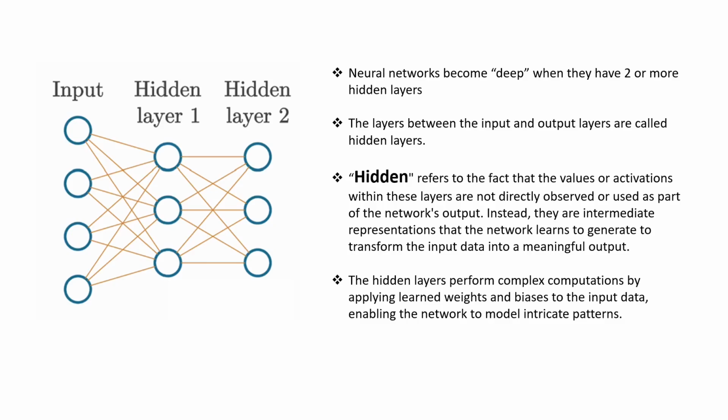In a way, hidden layers make complex computations by applying different weights and even biases to your input data. This enables the network to model very intricate patterns. So how does this work using Python? Now we're going to see that.